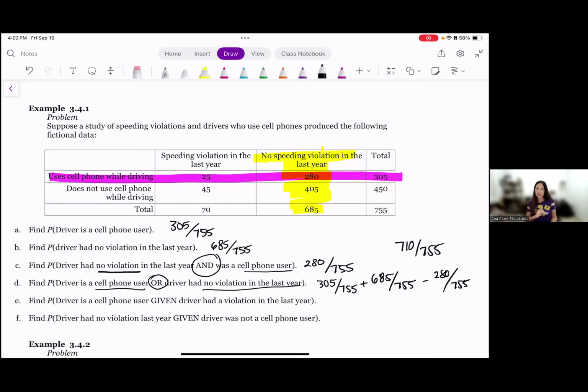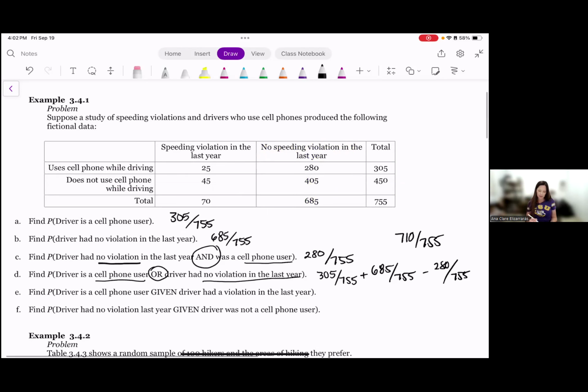Because if you notice, when I did the highlight of the pink, I highlighted the 280. When I did the highlight of the yellow, I also did. So I'm double counting it when you're just adding totals. So it's important that you take away the intersection since they're not mutually exclusive.